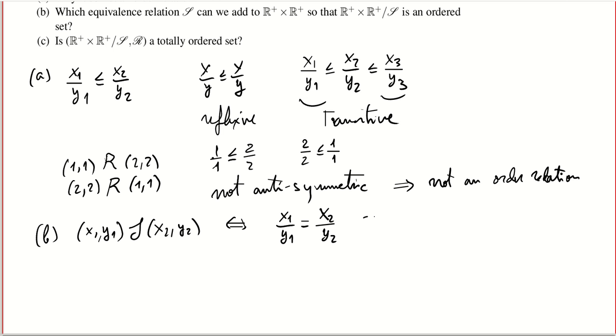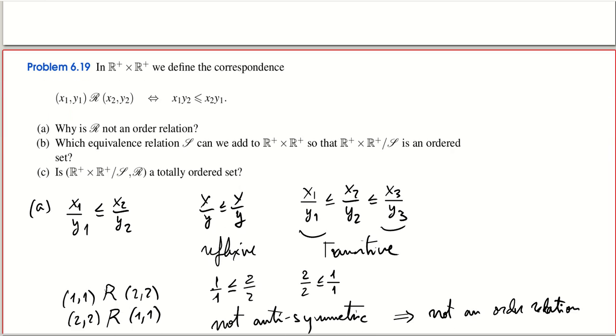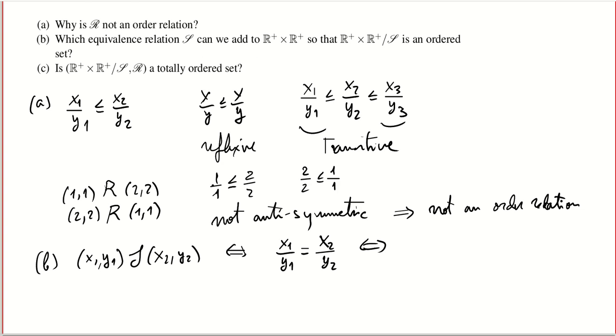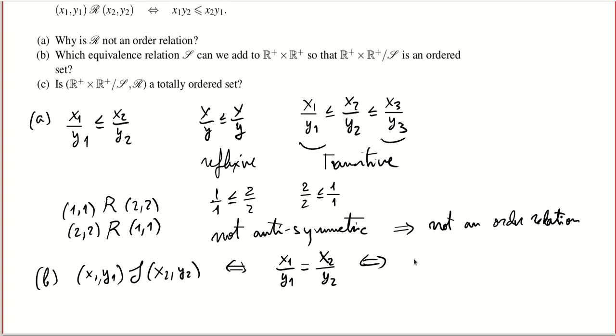Okay, or if you want to put it in the same way as we put this order relation, or the alleged order relation, then what we will say is that x1 y2 is equal to x2 y1. Right. This is clearly an equivalence relation because this is a function of the first pair, and this is a function of the second pair. It's actually the same function, right?